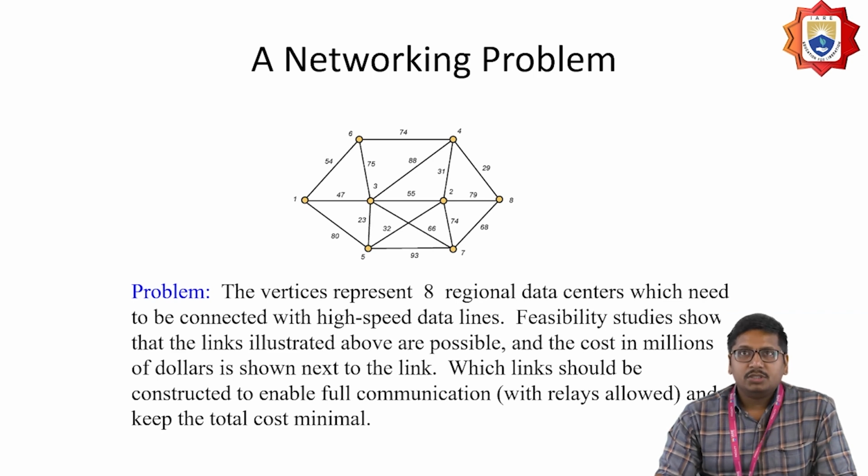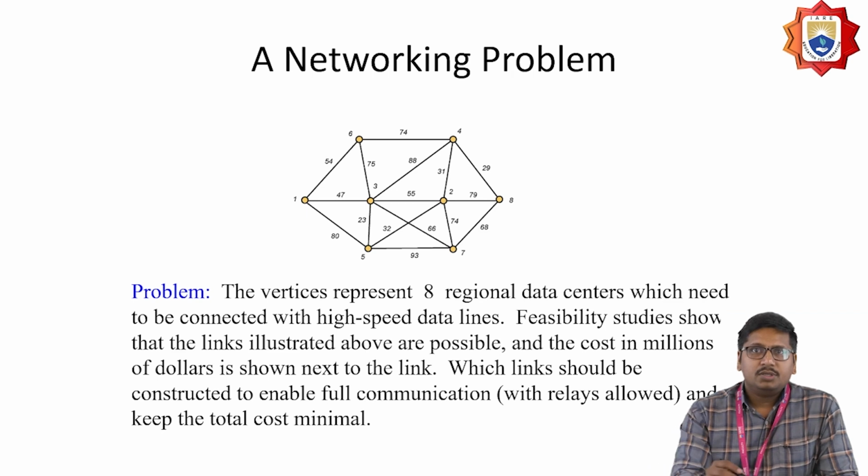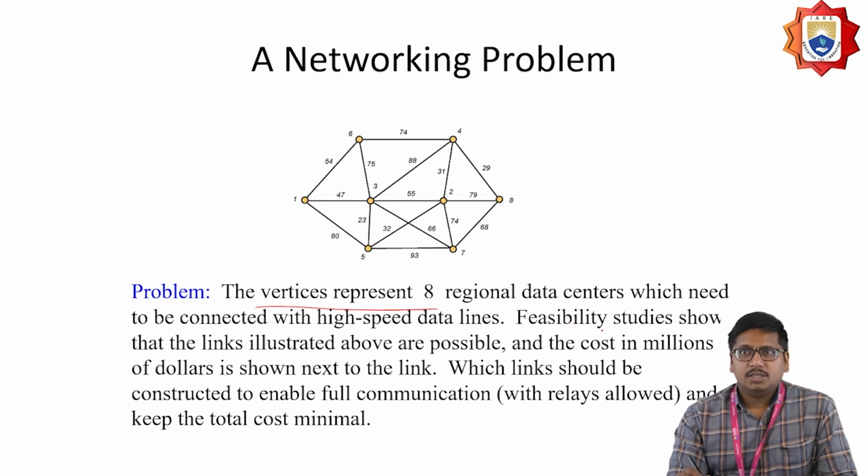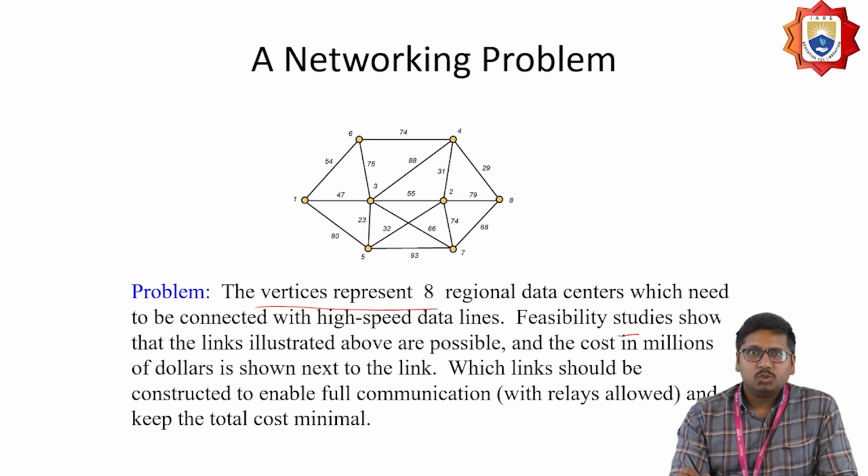I'm going to consider one of the examples. This is a networking problem. The vertices represent 8 regional data centers, which need to be connected with high-speed data lines. Feasibility studies show where the links can be installed, and the cost in millions of dollars is shown next to each link. Which links should be constructed to enable full communication and keep the total cost minimal?